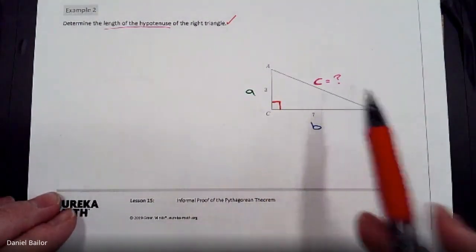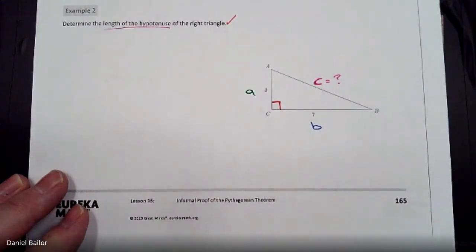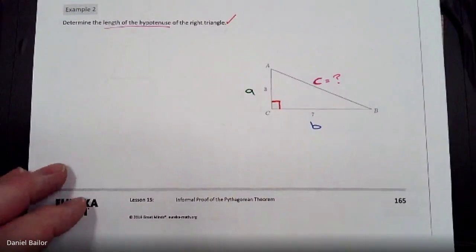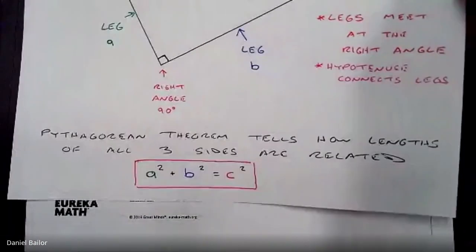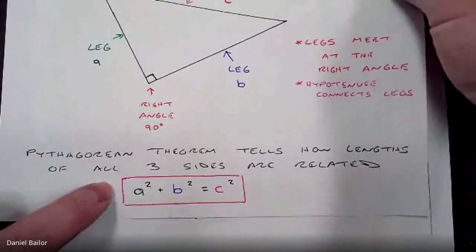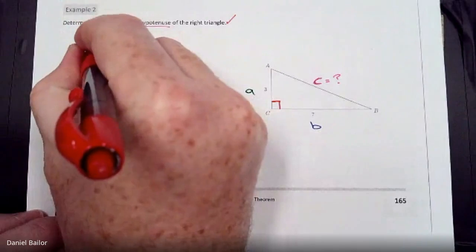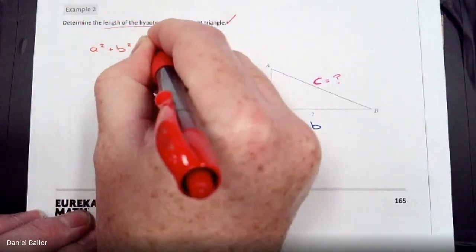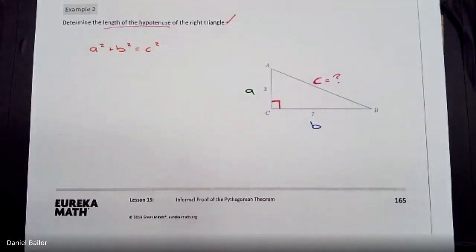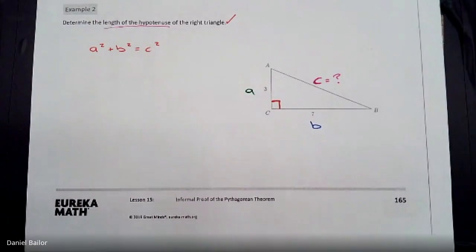It has legs and hypotenuse, so we're going to use the Pythagorean theorem. I hope by the end of the lesson you have the Pythagorean theorem memorized. If you don't, go back to your notes, and it should be written on your notes at the bottom right here. But the Pythagorean theorem is a squared plus b squared equals c squared. So now we just take what we learned from the diagram and put it in the equation.